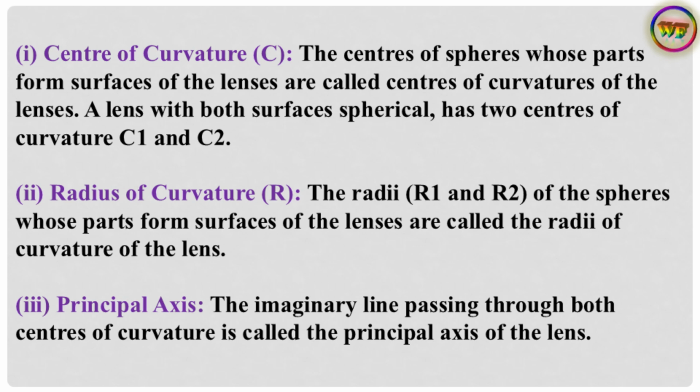Point 2. Radius of curvature, R. The radii, R1 and R2, of the spheres whose parts form surfaces of the lenses are called the radii of curvature of the lens. Point 3. Principal axis. The imaginary line passing through both centers of curvature is called the principal axis of the lens.